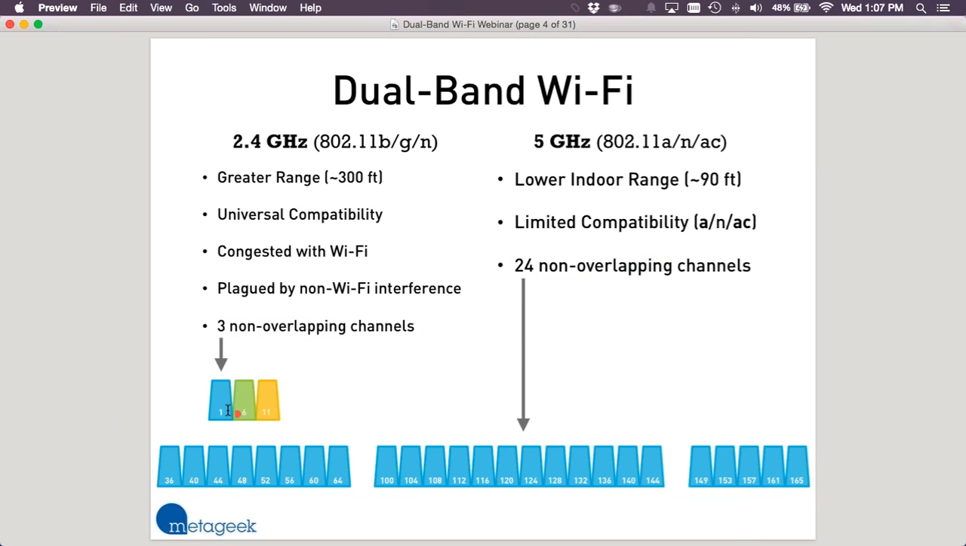Now, you might be wondering, well, hang on a second, Joel. You're saying there's only 3 channels in the 2.4 gigahertz band? What are you talking about? I'm in the U.S. and I only have 11, and my friend lives over in the U.K. and he's got 13. What do you mean that there's only 3 non-overlapping channels? Well, here's the thing.